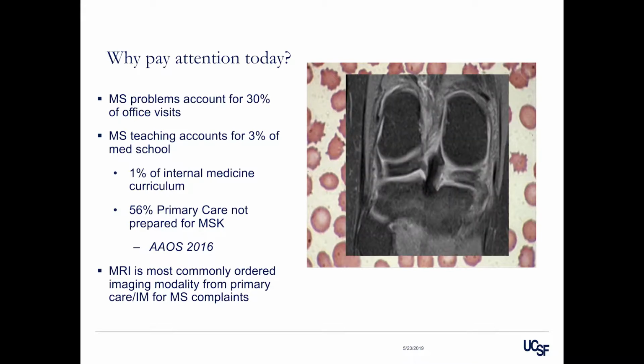And it's expensive. Ordering this MRI is going to cost somewhere between $3,000 and $10,000, yet we tend to use MRI as our go-to, and patients tend to want it just to see what's going on.